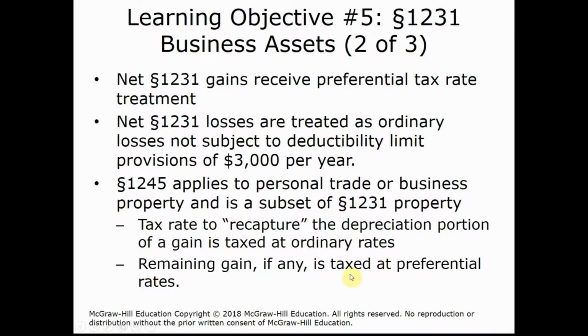These are assets such as equipment that are used in a business. And as I mentioned earlier, the tax rate to recapture the depreciation is taxed at the ordinary tax rates. So as we said, if you have a realized gain and after you've netted any previously taken depreciation, any gain that's left is subject to taxation at the regular or ordinary tax rates. And then the rest of the gain, of course, would be taxed at the preferential tax rates.